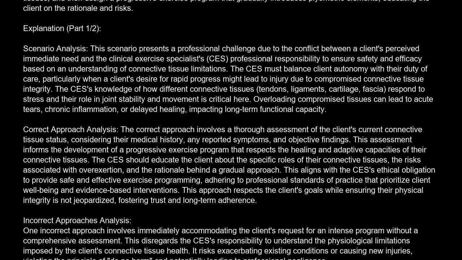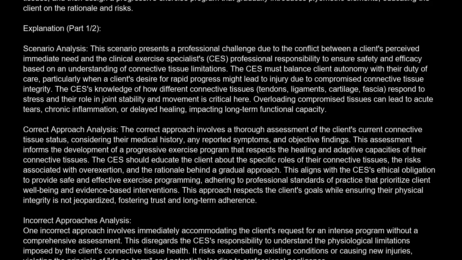This aligns with the CES's ethical obligation to provide safe and effective exercise programming, adhering to professional standards of practice that prioritize client well-being and evidence-based interventions. This approach respects the client's goals while ensuring their physical integrity is not jeopardized, fostering trust and long-term adherence.